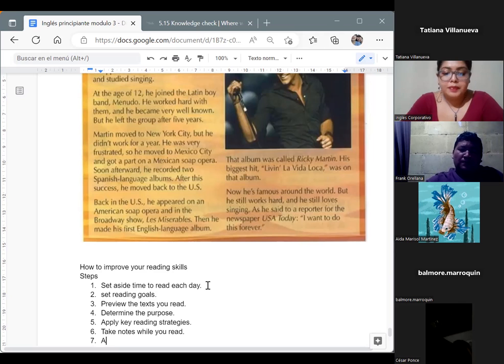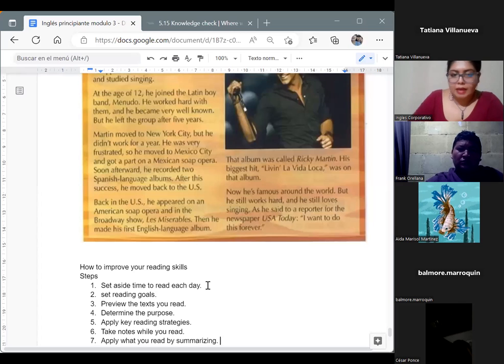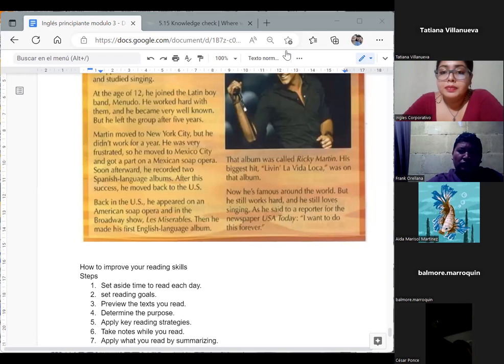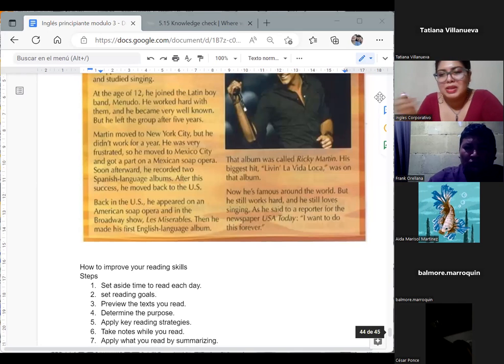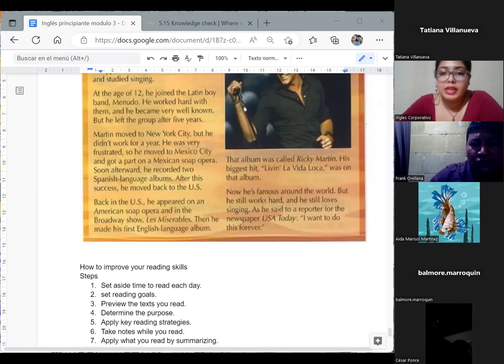Y luego la última, apply what you read. By summarizing. This last step, este paso me gusta mucho y lo pueden aplicar ustedes. Si ustedes leen un libro o un texto o algo por el estilo, también ustedes pueden grabarse. Se graban y se vuelven a escuchar. Yo sé que es un poco incómodo volvernos a escuchar cuando nos grabamos, porque a mucha gente no le gusta volverse a escuchar, pero sirve porque nos damos cuenta.